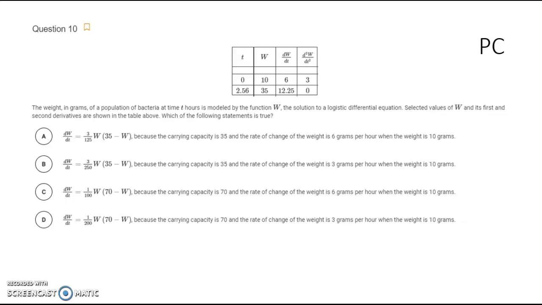Okay, so the first thing that I focused on was not the carrying capacity. I looked at the second bit of information. The weight is how many grams per hour when the weight is 10. So when W equals 10, what's the rate of change of the weight? It's 6. So I automatically know that A or C has to be my answer.